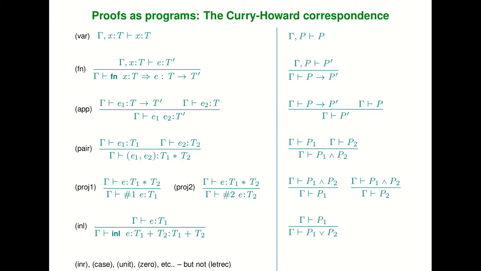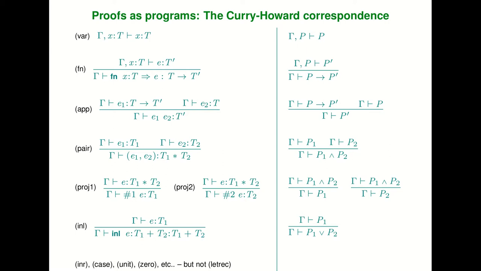These correspond precisely to the rules for projecting from a pair. If you have a pair T1 × T2, by projecting the first component you get an expression of type T1. Similarly, if you project the second component, you get something of type T2. So you can see that these projection rules correspond to the elimination rules for conjunction in logic. These are the way that you use conjunction, as you were taught in discrete mathematics. Even for disjunction, or, it works the same way. You can show that P1 or P2 holds by showing that P1 holds, and you can show that something has the tagged union type T1 + T2 by tagging a value of type T1.